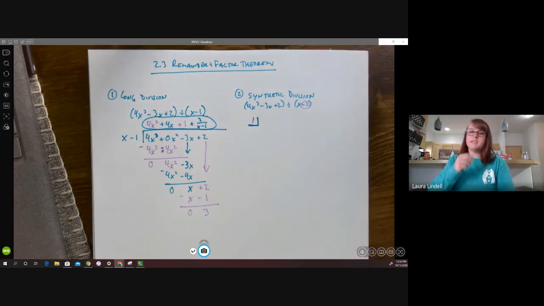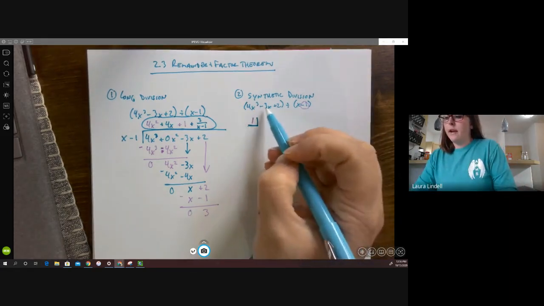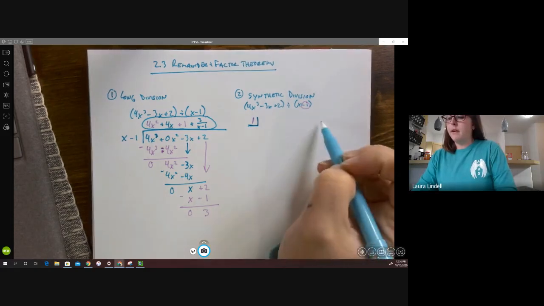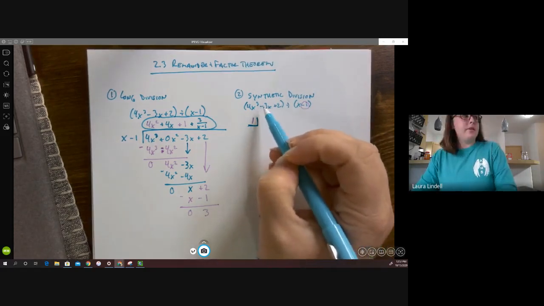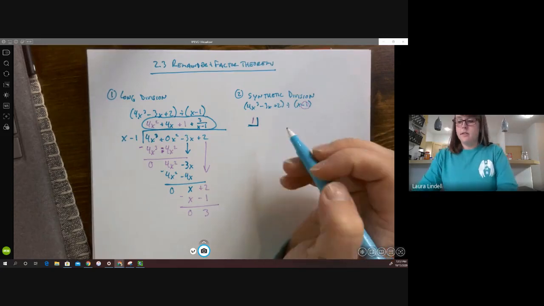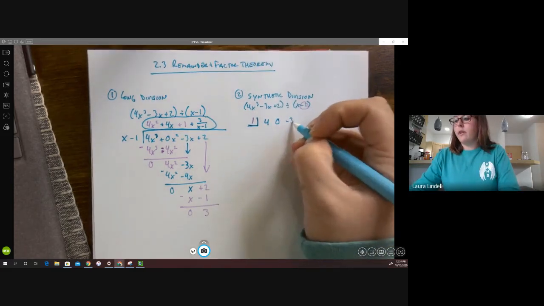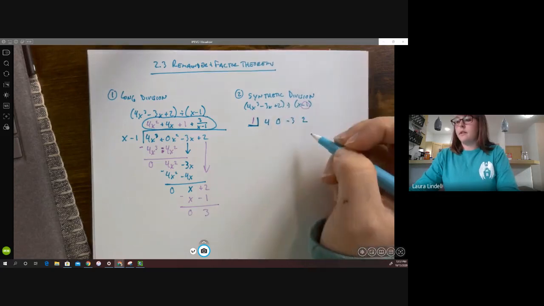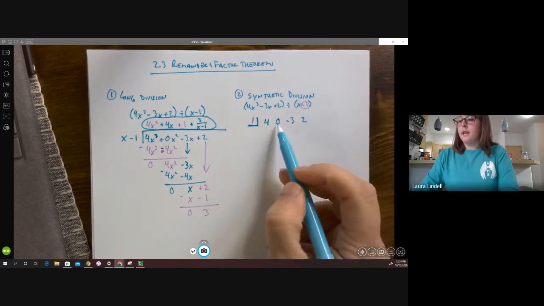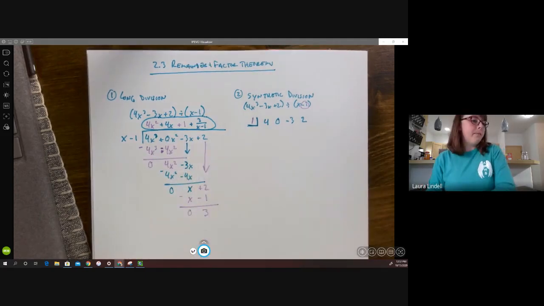The thing that most people tend to like about synthetic division is that instead of subtracting rows, you can add the rows. But anyway, now we're going to take the coefficients here, the 4, the negative 3, and the 2, and line them up here. Except since there is no x squared term, I do need to still put in a 0 as a placeholder for my x squared term. So 4 is the x cubed, 0 is the x squared, negative 3 is the x, and 2 is the constant. So we line up all our coefficients, the same as the coefficients that were in our long division problem.